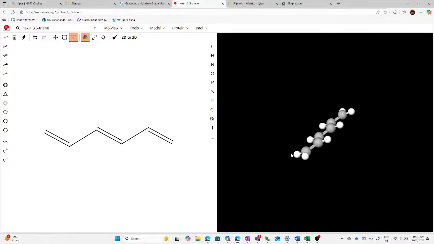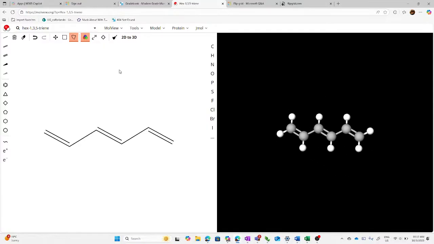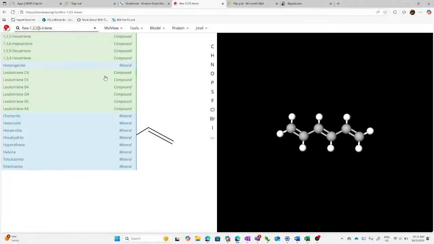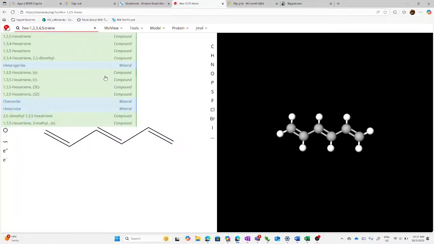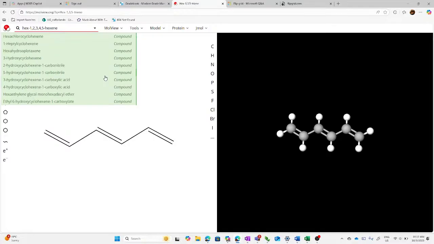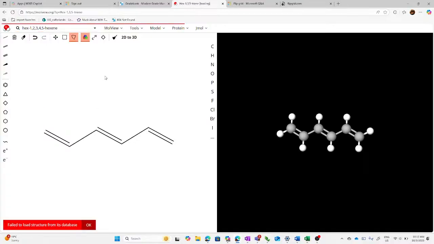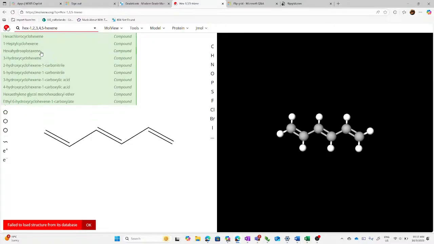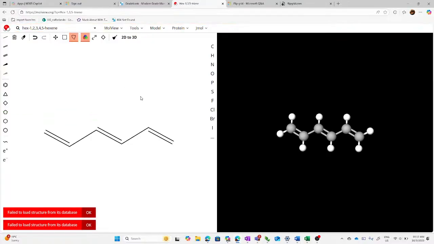We could make it linear if everything were sp3, right? So if we did 1, 2, 3, 4, 5 pentene, now it should just make a perfect straight line, right? That was a hex, wasn't it? Why did I change it? This should lie perfectly flat, I think. Why did I say hex there? No, that is what I wanted. It doesn't like that. Oh, that's because it's pent. There's 5 of them.